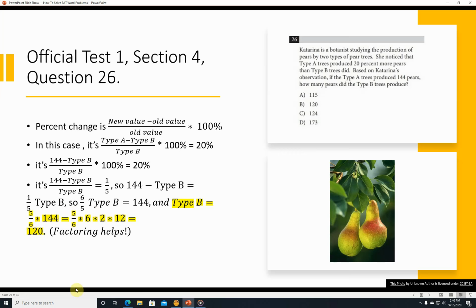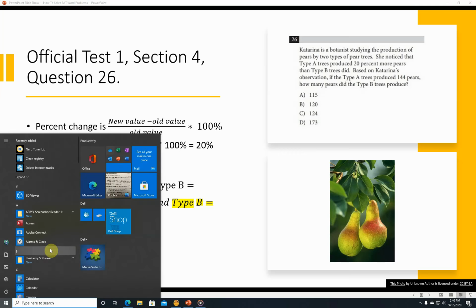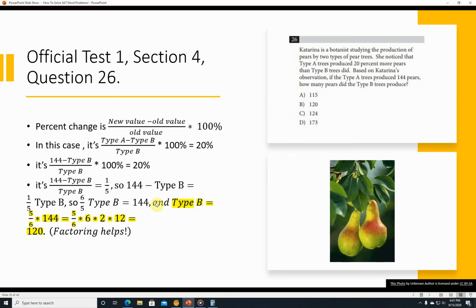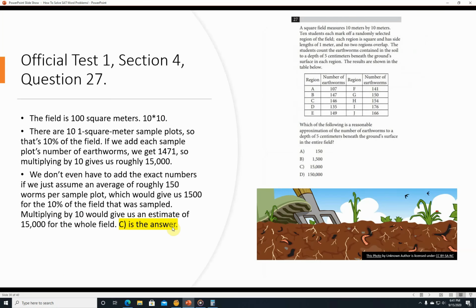Factoring can really help. Of course, you don't have to do it that way since it's on the calculator section. So you literally could just go 5 over 6, get that number, and then multiply that by 144, and that will also give you 120. But they could actually put this on the no calculator section, and then you would have to do it this way. Official test number 1, section 4, question 27.